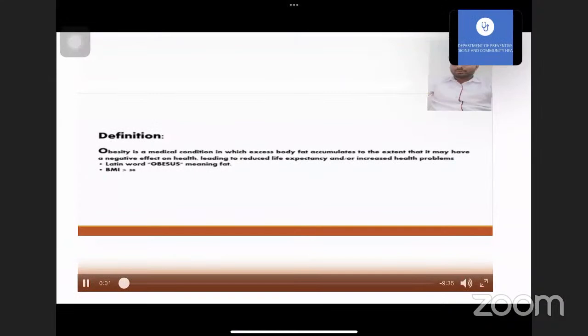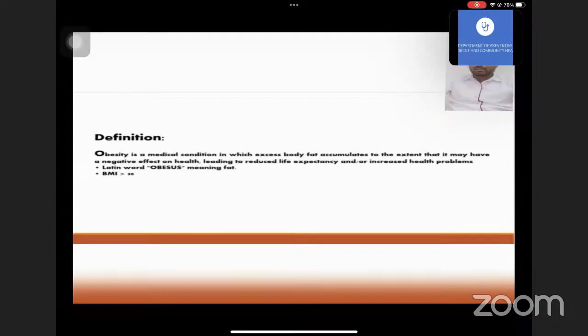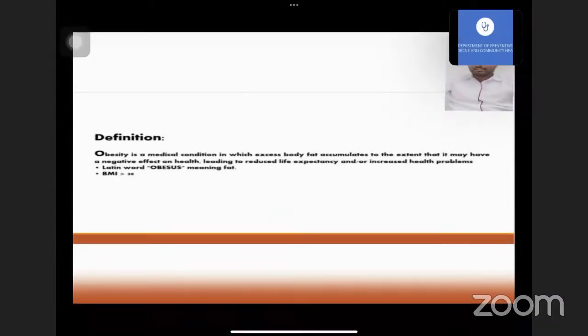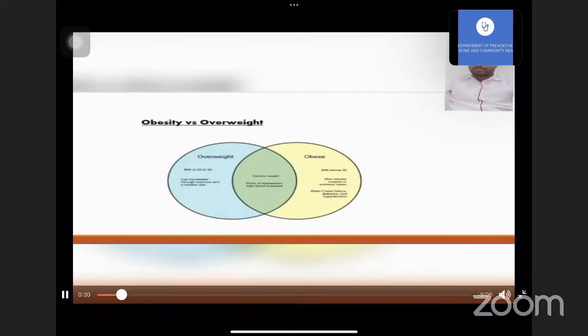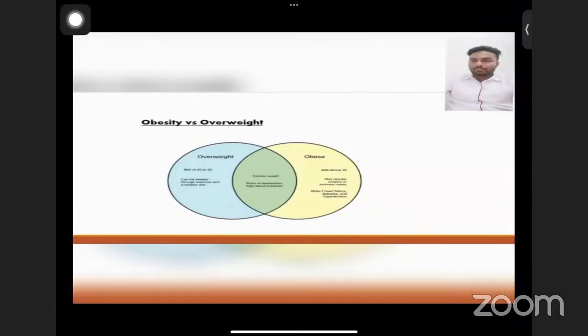Obesity. Obesity is a medical condition in which excess body fat accumulates to the extent that it may have a negative effect on health, leading to reduced life expectancy and increased health problems. From the Latin word obesus meaning fat, BMI greater than 30. Overweight versus obese. BMI of 25 to 30 can be treated through exercise and healthy diet. Obese, BMI above 30, may require surgery in extreme cases. Risks of heart failure, diabetes, and hypertension. Excess weight, risks of depression, high blood pressure.